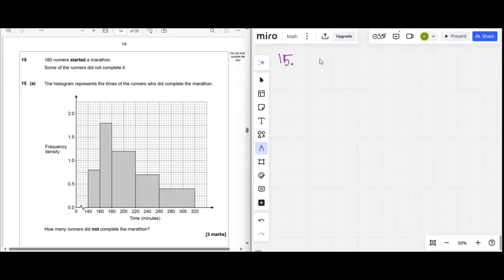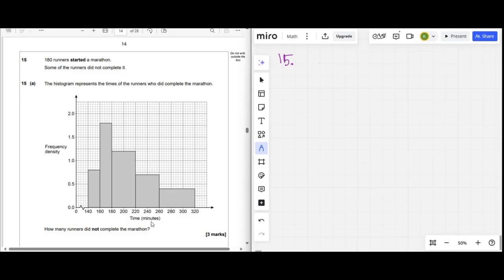180 runners started a marathon. Some of the runners did not complete it. The histogram represents the times of the runners who did complete the marathon, and we have the frequency density on this axis and time on that axis. How many runners did not complete the marathon?